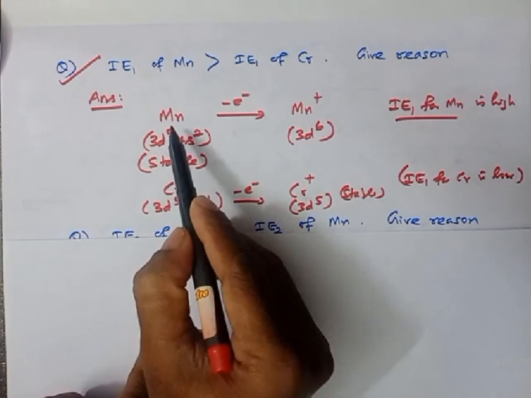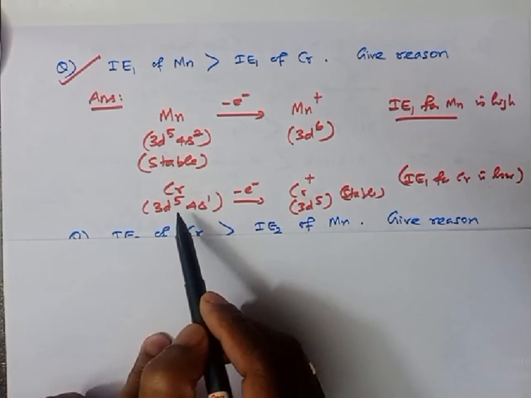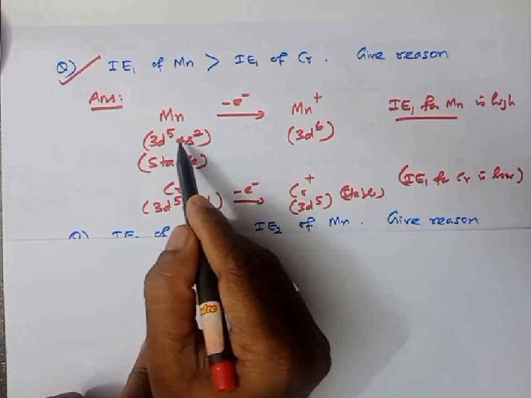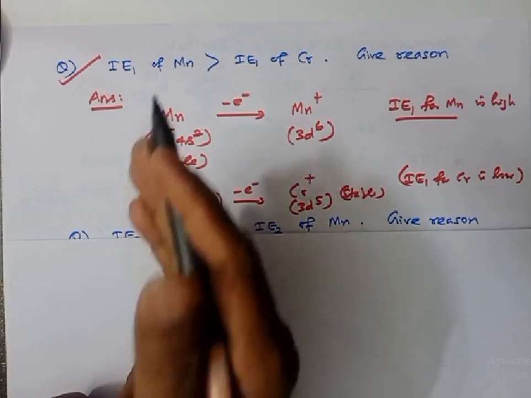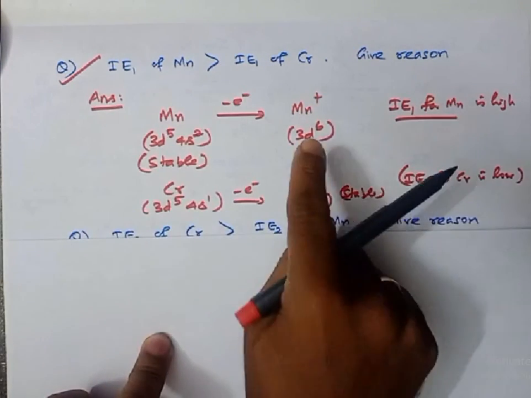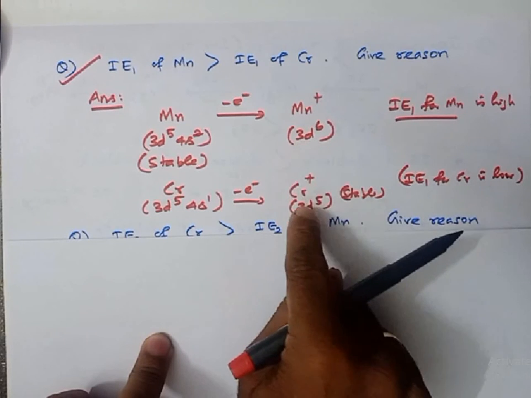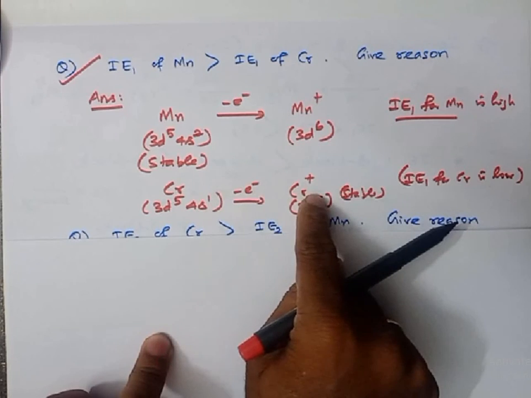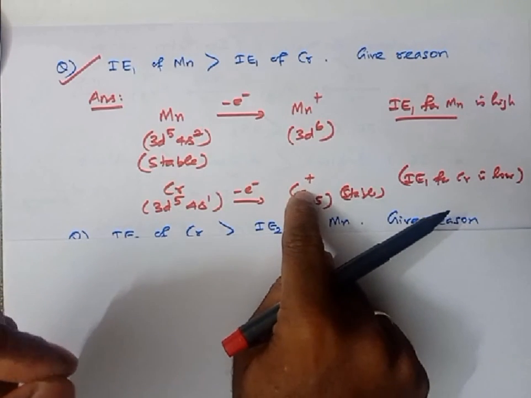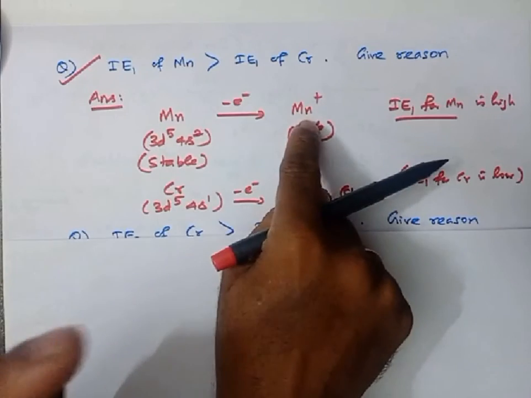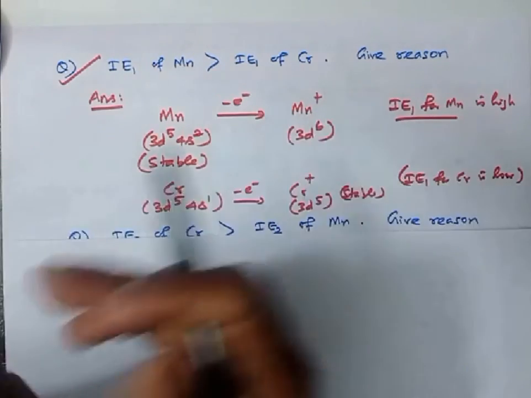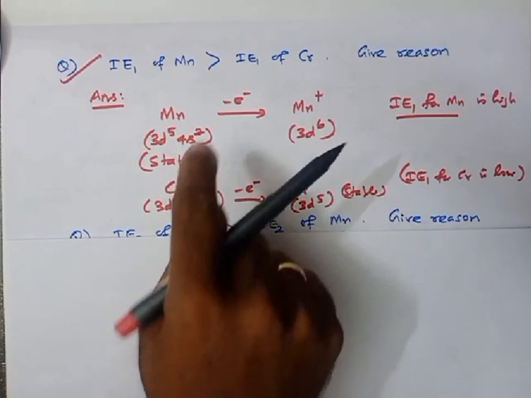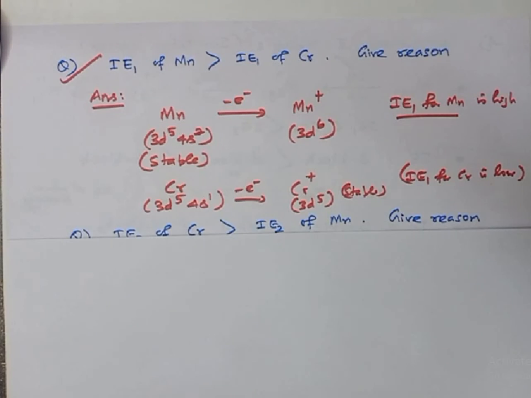In the neutral atom, manganese has a stable configuration, and chromium also has a stable configuration. This is also stable, but since this is fully filled, it is a little more stable compared to this. And if you compare the product side, it is very easy. Mn plus is less stable, whereas Cr plus is more stable. Therefore, since you are producing a more stable ion, the energy required is less. Here you are producing a less stable ion, and a less stable ion means you have to put in more energy. So that's the reason why the first ionization energy for manganese is high. It's difficult to remove an electron from manganese. Is this clear, student?